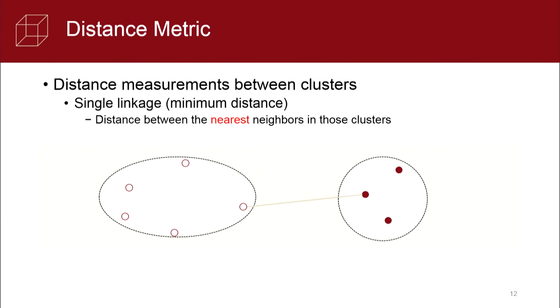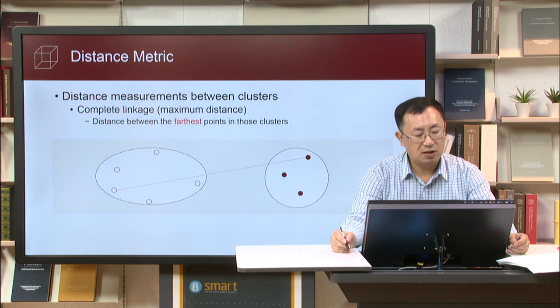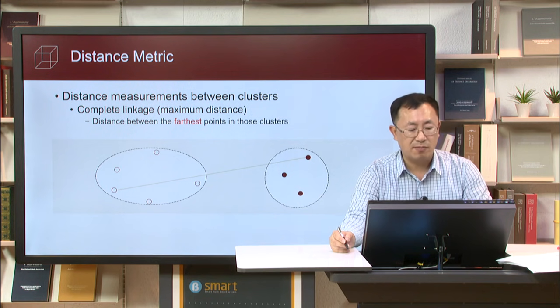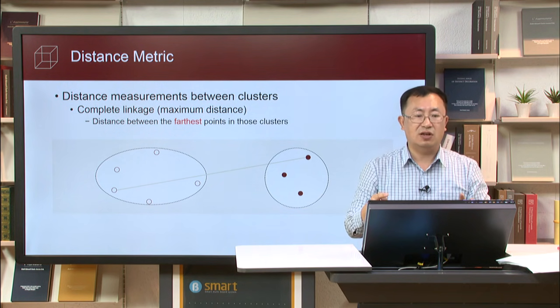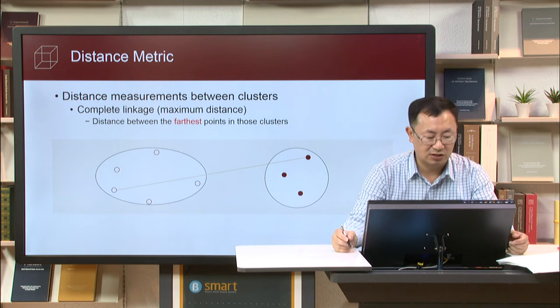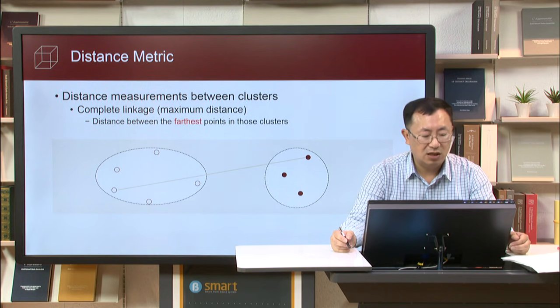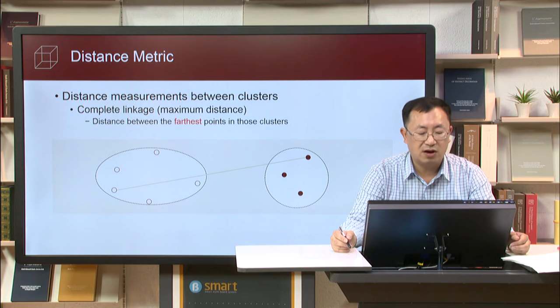The single linkage calculates the minimum distance between two clusters. So you identify the two nearest neighbors, one belonging to each cluster, and you just calculate the distance between the nearest neighbors in the two clusters. Okay, so you can consider the opposite case. You can calculate the maximum distance between two clusters. That is called the complete linkage. The complete linkage calculates the distance between the farthest points in two clusters.